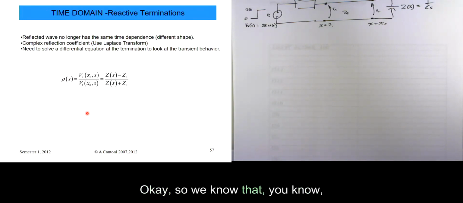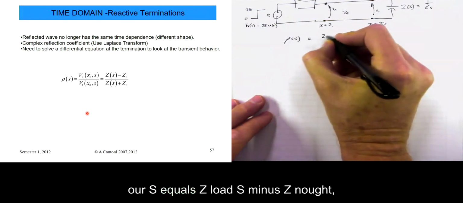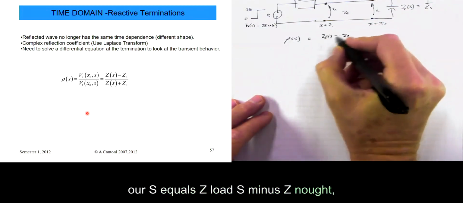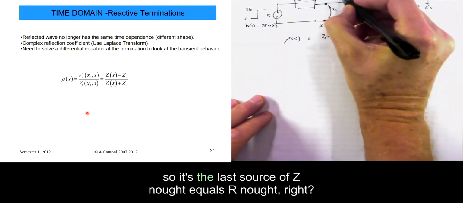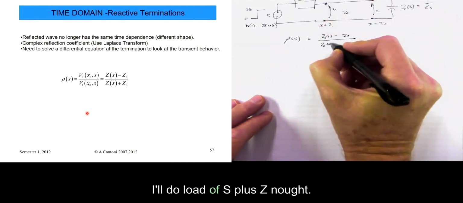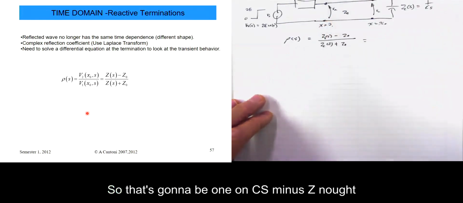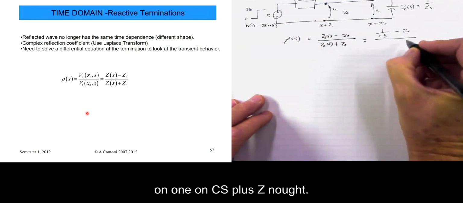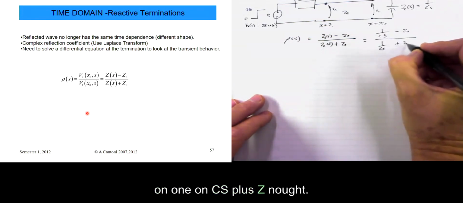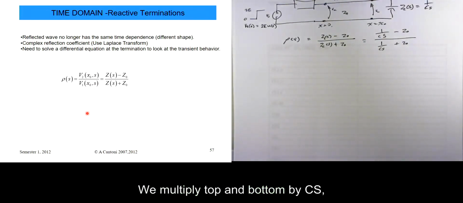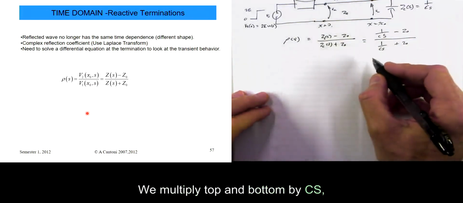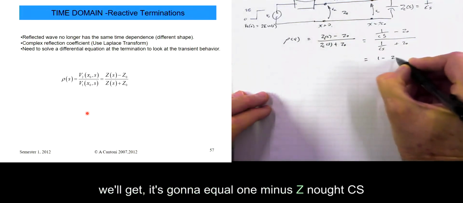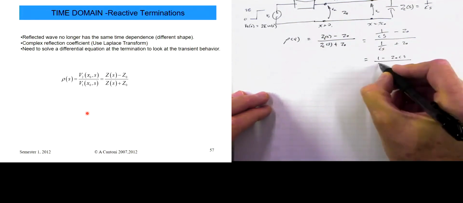So we know that rho S equals Z load S minus Z naught over Z load S plus Z naught. It's lossless, so Z naught equals R naught, just a number. With a capacitor load, Z load is 1 on CS, so it's going to be 1 on CS minus Z naught on 1 on CS plus Z naught. We multiply top and bottom by CS and get 1 minus Z naught CS on 1 plus Z naught CS.